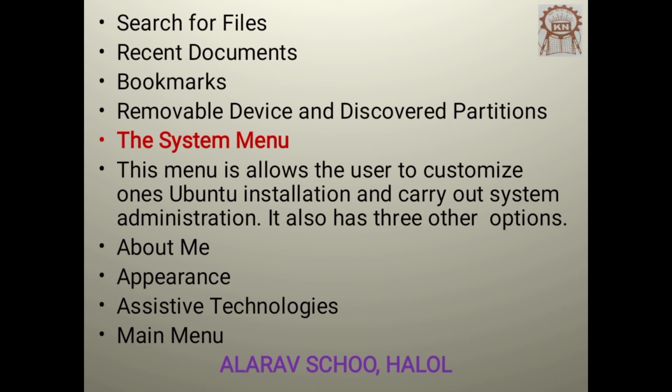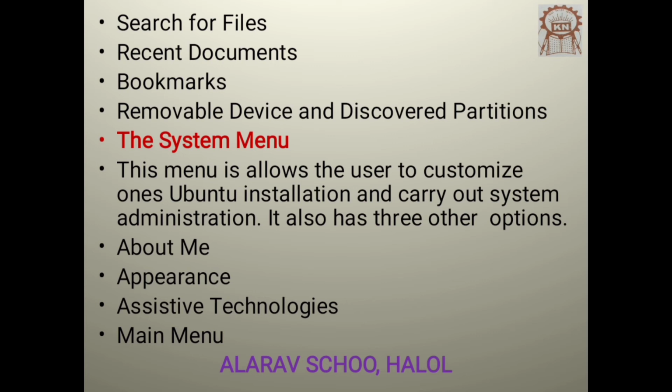Removable devices and discovered partitions. If any hard disk partition apart from the one containing the Linux root file system is discovered during the boot process, the same is listed in the Places menu.